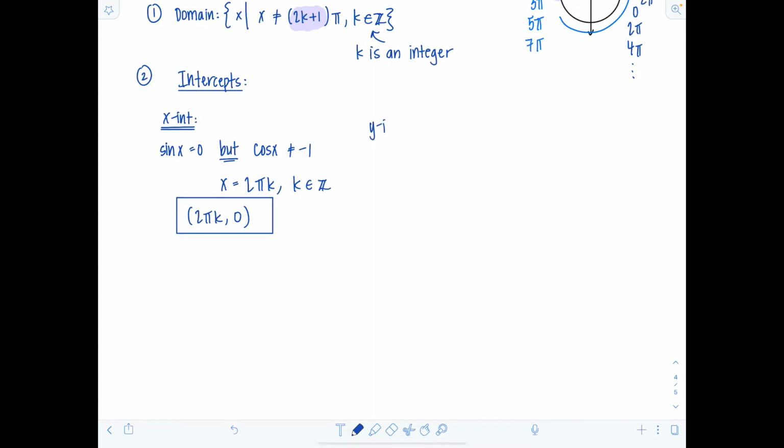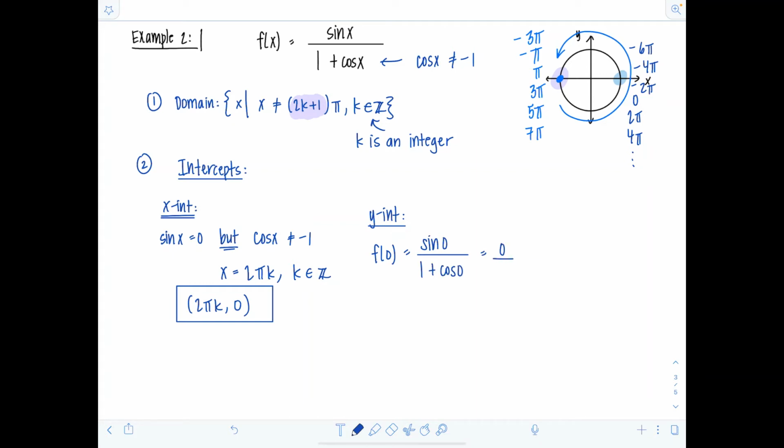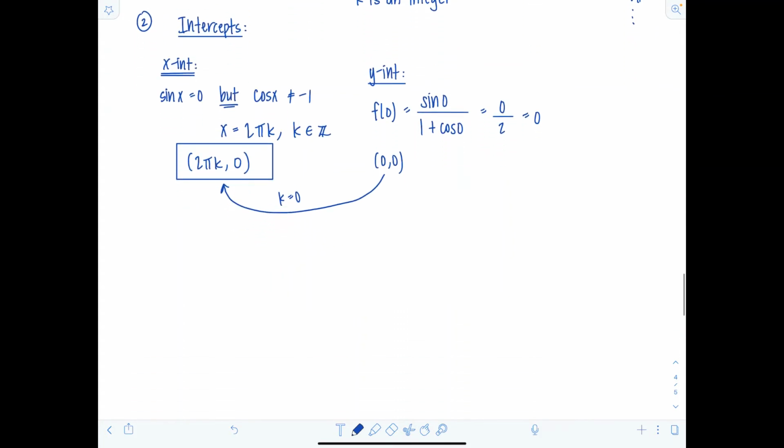All right, what about y-intercept? Well, if I plug in 0 for x, f of 0 is equal to sine of 0 over 1 plus cosine 0. So that's 0 over 2, which is 0. So we have a y-intercept at 0, 0, which is covered in here if k is 0. So that's all taken care of. Okay. Good. Let's keep going. So step 3, we're going to check for symmetry.